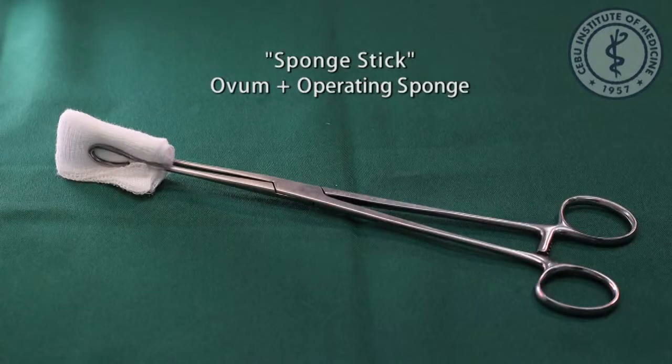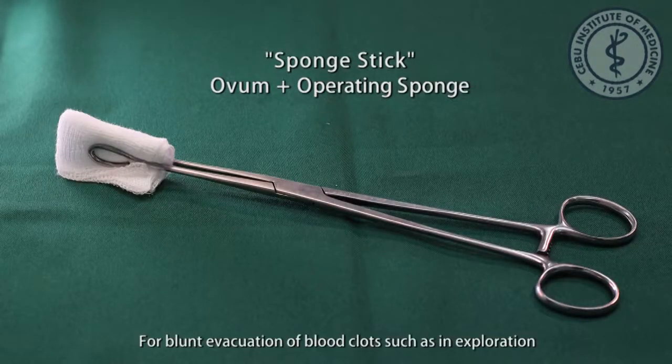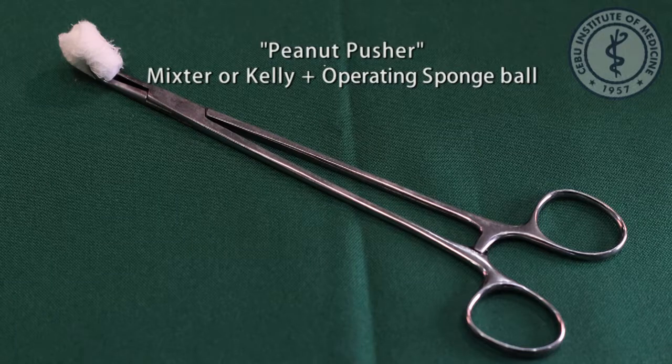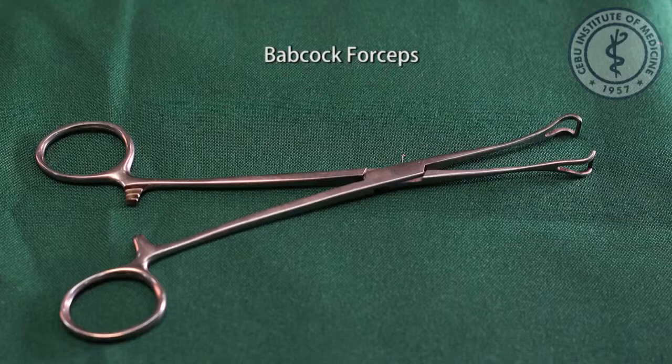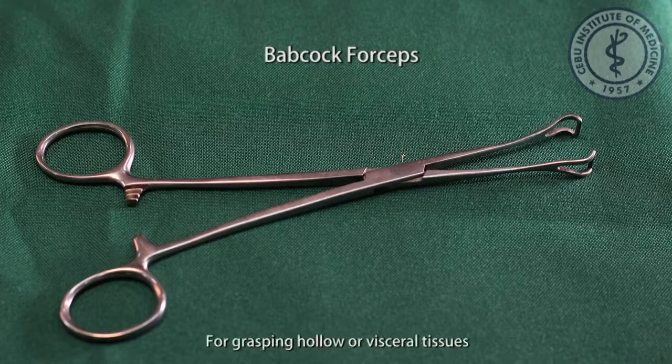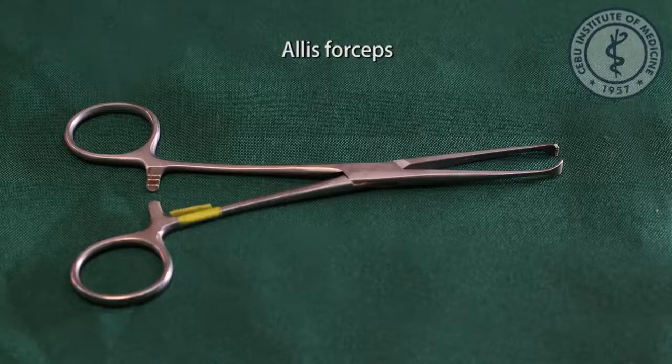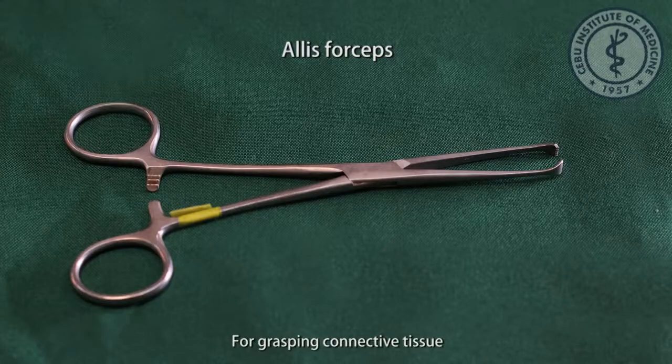Ovum forceps, sponge stick, ovum forceps plus operating sponge, for blunt evacuation of blood clots such as in exploration. Mixter forceps, peanut pusher, Mixter or Kelly plus operating sponge ball, for blunt dissection. Babcock forceps, for grasping hollow or visceral tissue. Allis forceps, for grasping connective tissue.